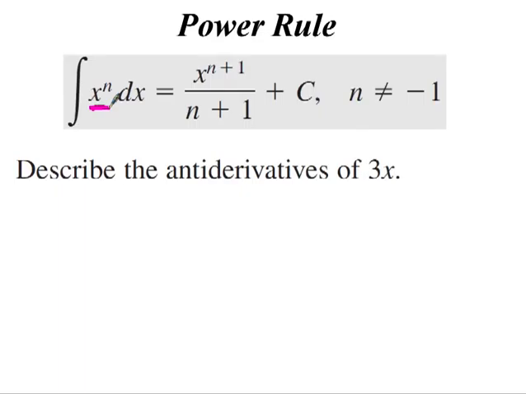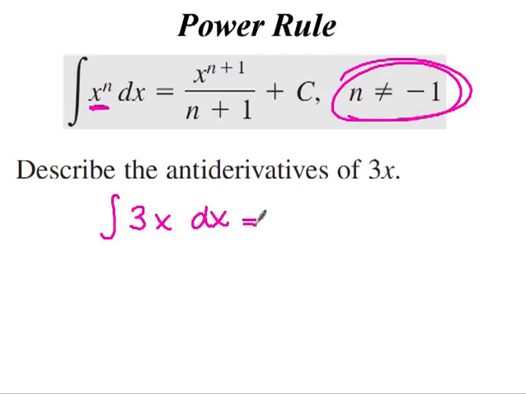Now notice, we have kind of a requirement here, because if n is -1, what happens? You divide by 0. You can't divide by 0. So we have a special case for n equals -1, and it deals with logarithms. We will take care of that in chapter 5. So let's go ahead and describe the antiderivatives of 3x. Basically that means we're integrating 3x dx. Yes, you need the dx. That is your variable of integration.